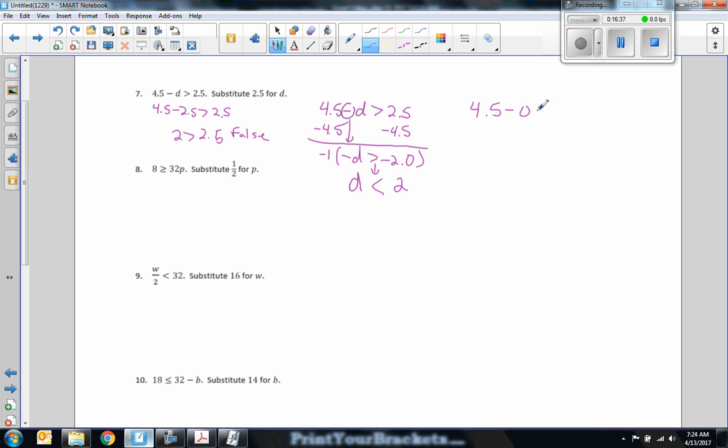4.5 minus 0 is greater than 2.5. 4.5 is greater than 2.5. That is true.